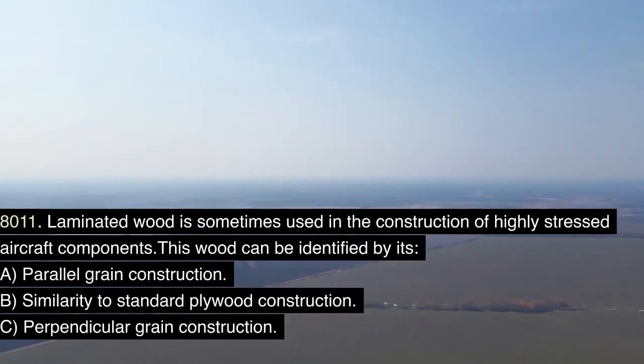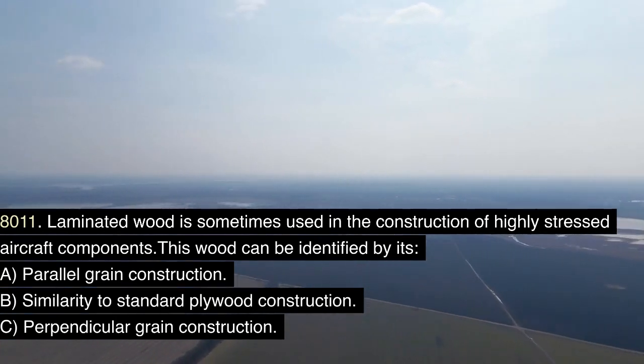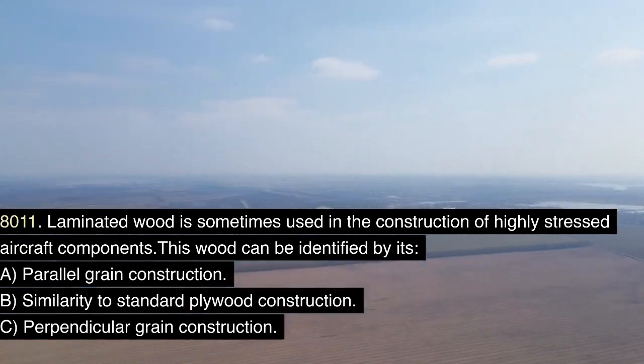8011. Laminated wood is sometimes used in the construction of highly stressed aircraft components. This wood can be identified by its: A. Parallel grain construction. B. Similarity to standard plywood construction. C. Perpendicular grain construction.